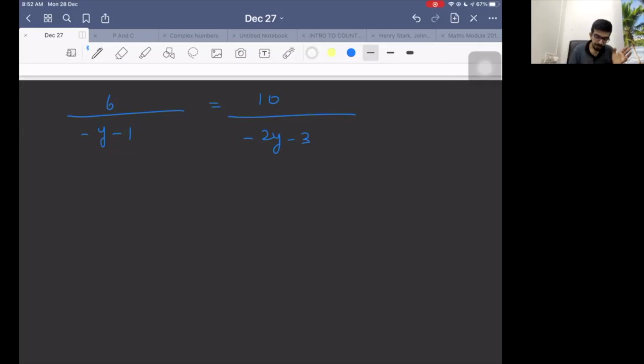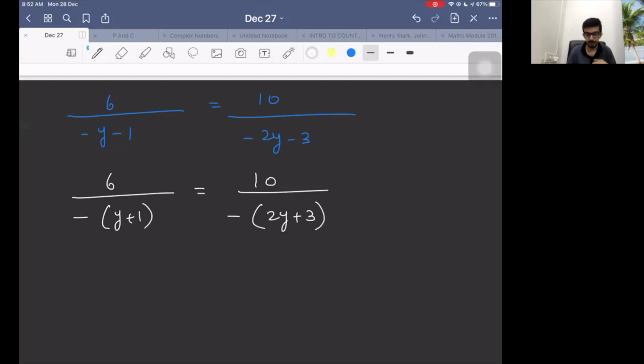But if you observe, this is actually 6 divided by minus of y plus 1. Take the negation out, and on the RHS, it is minus of 2y plus 3. You understand this? Now, before moving on to cross multiplication, you can get rid of the negative signs on both sides. Cool. Now this ugliness is gone.